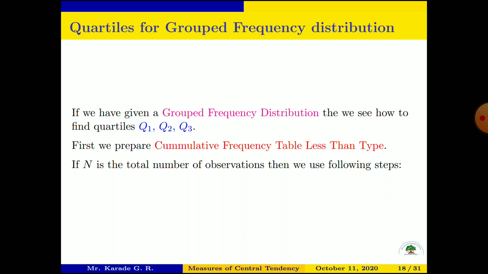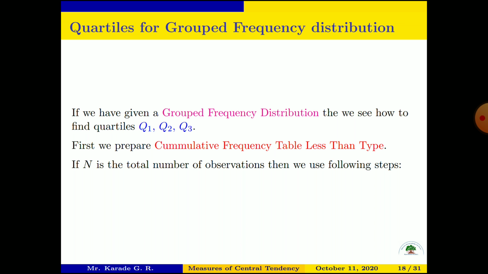So here we see how to find quartiles for grouped frequency distribution. Here frequencies are given with the groups. If we have a grouped frequency distribution, then we see how to find quartiles Q1, Q2, Q3.